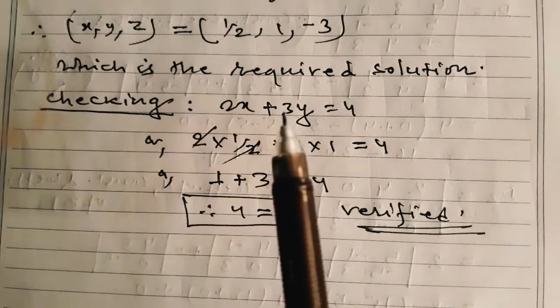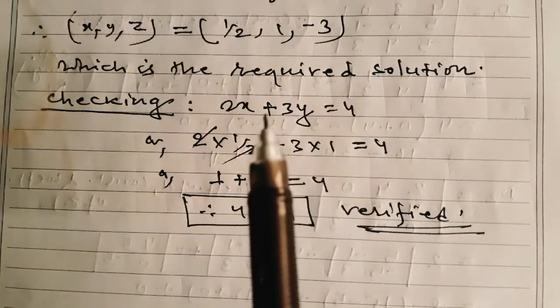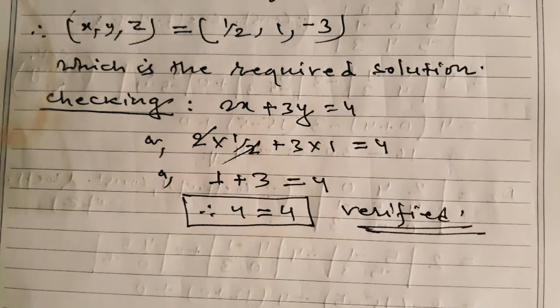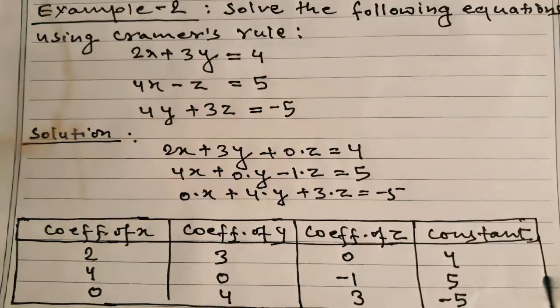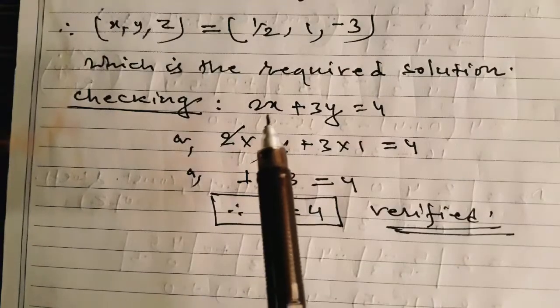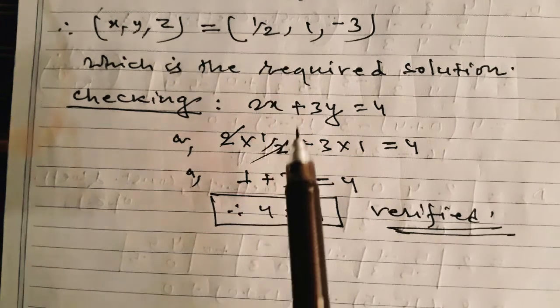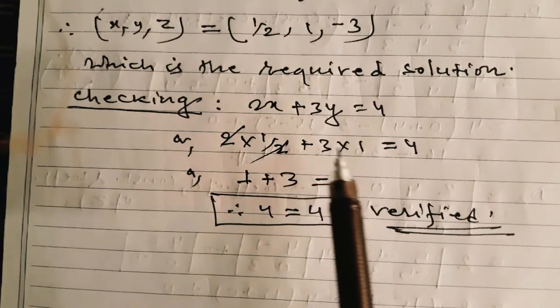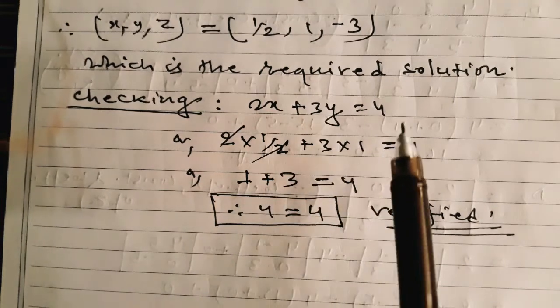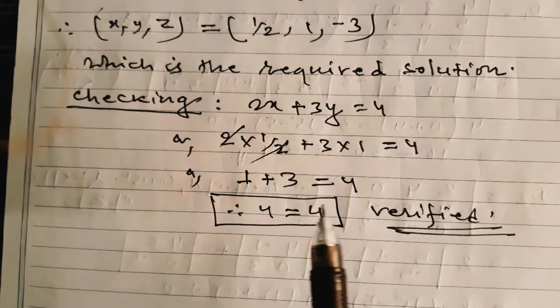We can verify our answer by substituting the values of X, Y, Z in the first equation, second equation, and third equation. The first equation is 2x plus 3y is equal to 4. 2 as it is, the value of X is 1 by 2, plus 3 as it is, the value of Y is 1. So 2 cancels, we get 1. 3 ones are 3, so 3 plus 1, 4. So 4 is equal to 4. That means the values of X and Y satisfy the first equation.